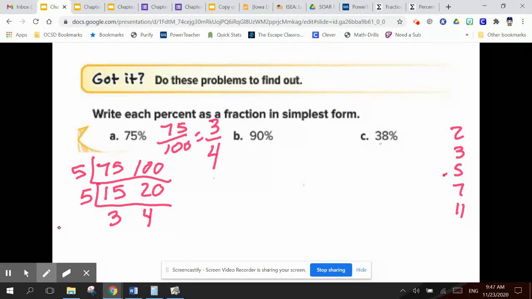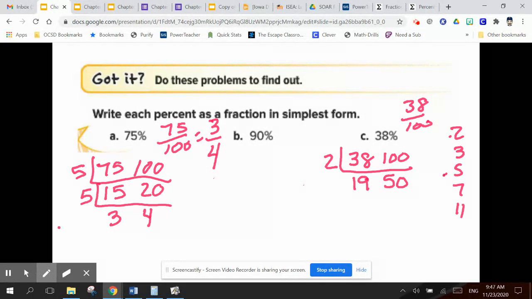Now for letter C, 38%. 38% is 38 over 100. So again, I do my pineapple upside down cake method. I know both numbers are even, so 2 is a factor this time. 2 times 19 is 38. 2 times 50 is 100.